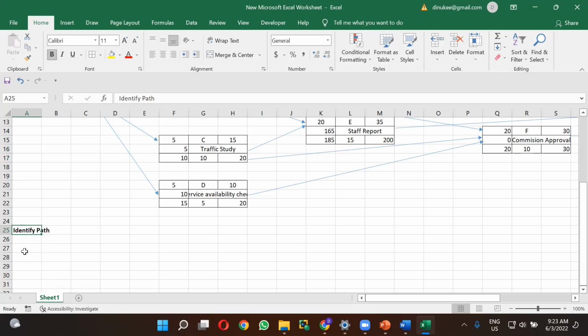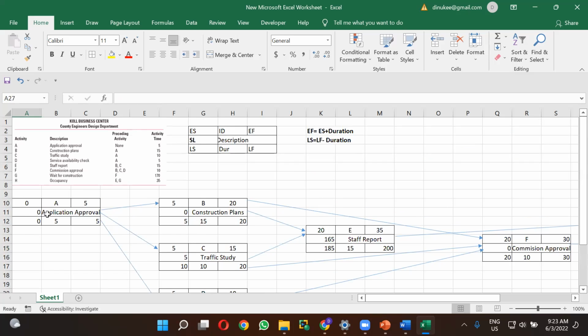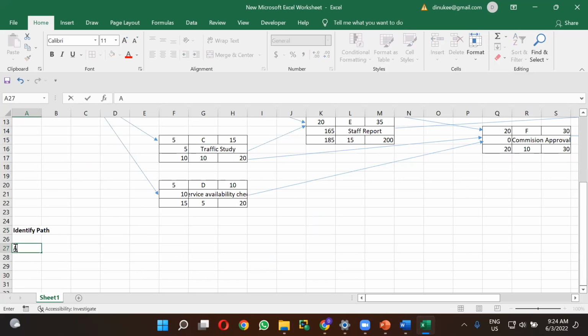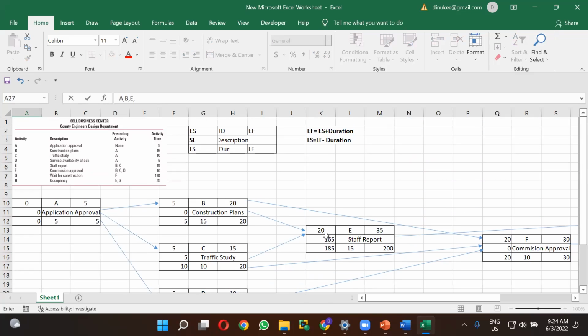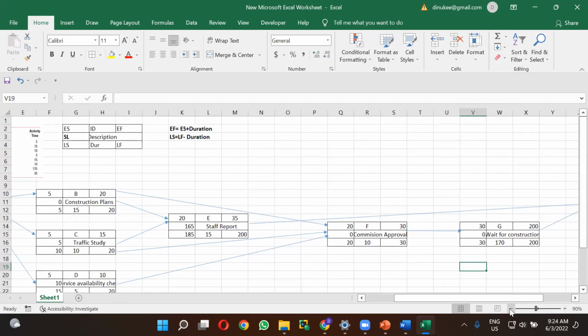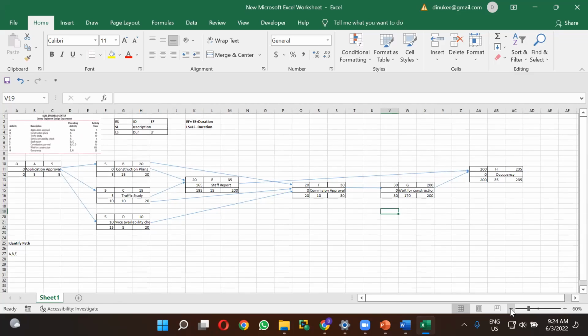Right. So I will go for the first path. The first path is A, B, E. I will type it: A, B, E. Shall I make it smaller?